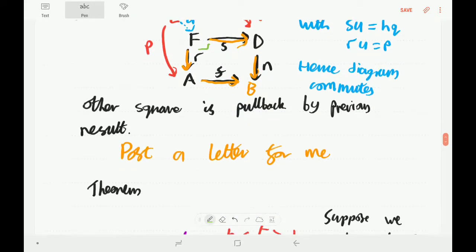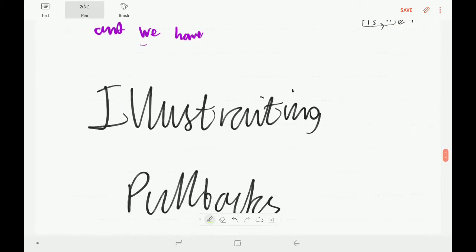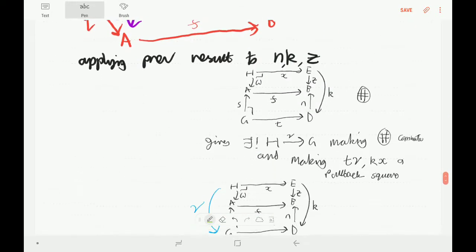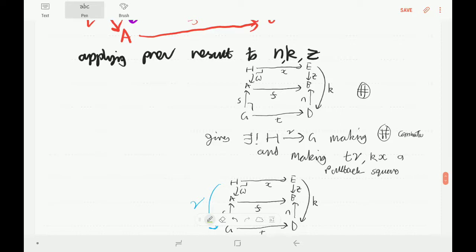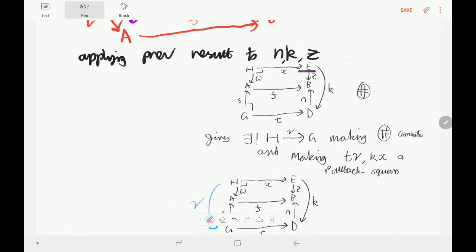Okay, so now it's time for our final pullback theorem. Let's start with a bit of a recap of how to use the previous result we've just got about when we've got the commuting squares into triangles. So here's a nice graphical summary.